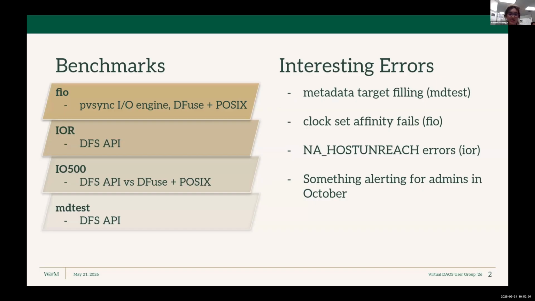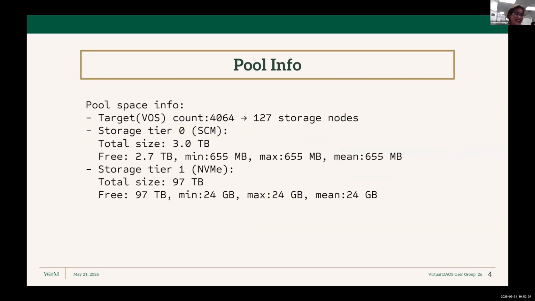So we were using three tools to benchmark: FIO, IOR, and MD test, and then the IO 500 suite of IOR and MD tests, using both the POSIX API and the DFS API on a dfuse mount point. And then at the end, I will show some errors. But already, thank you very much to the people who may have already dealt with my support tickets about them.